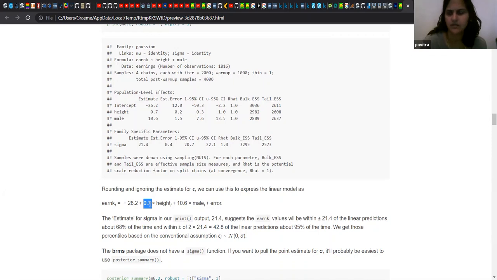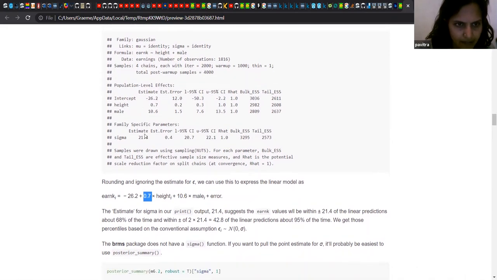Wait, hold on. For every unit increase in height, your pay increases by 0.7. Okay. And if you're male, you get an additional 10.6 thousand. This data is quite old. I think it was 1999.